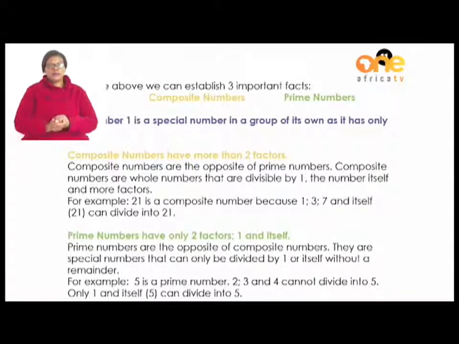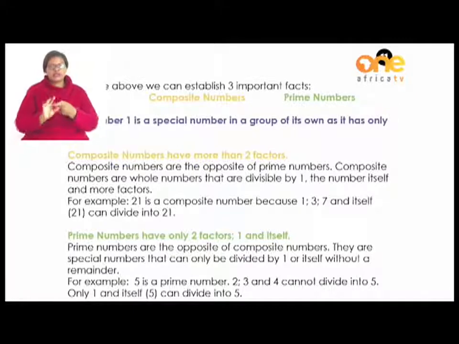It says composite numbers have more than 2 factors. Composite numbers are the opposite of prime numbers. Composite numbers are whole numbers that are divisible by 1, the number itself, and more factors. For example, 21 is a composite number because 1, 3, 7, and itself can divide into 21. So in simple English, a composite number must have 3 or more factors.